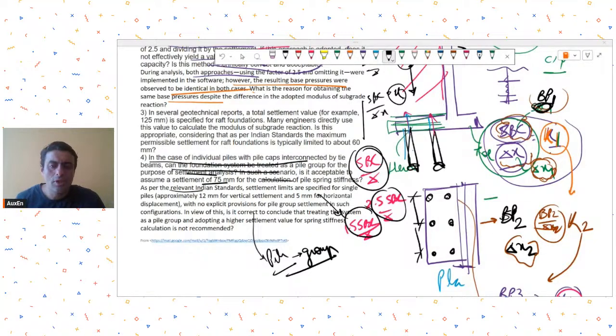So I'm not sure about pile caps. What settlement value the code permits, I will also have to check. Because as you are rightly saying, around 12 is what is considered for finding out the working load of the pile. So how can we have 75? I have no answer right now on this point, last point. Okay.